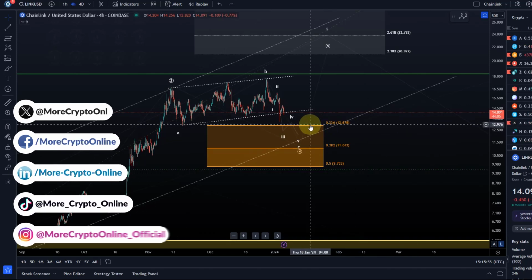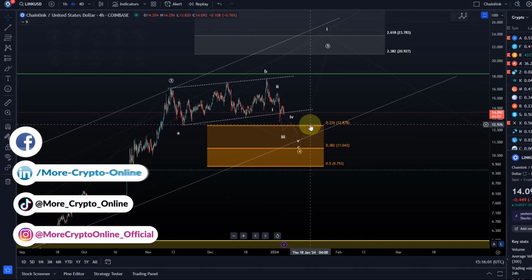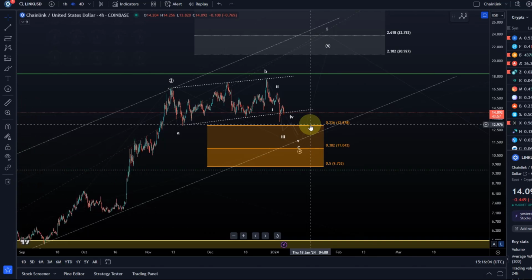Link sees a little bit of selling pressure today. I think overall we still need to expect a lot of volatility today into Monday due to ETF rumors and news around Bitcoin and Ethereum, which will also affect Link to a degree, because while every chart moves on its own in different wave degrees, there are, of course, correlations across the sector. So just be aware of that.